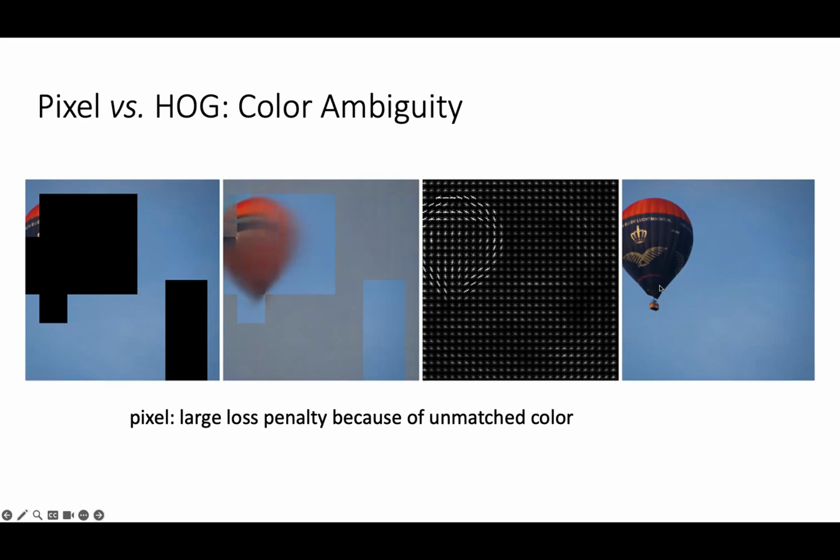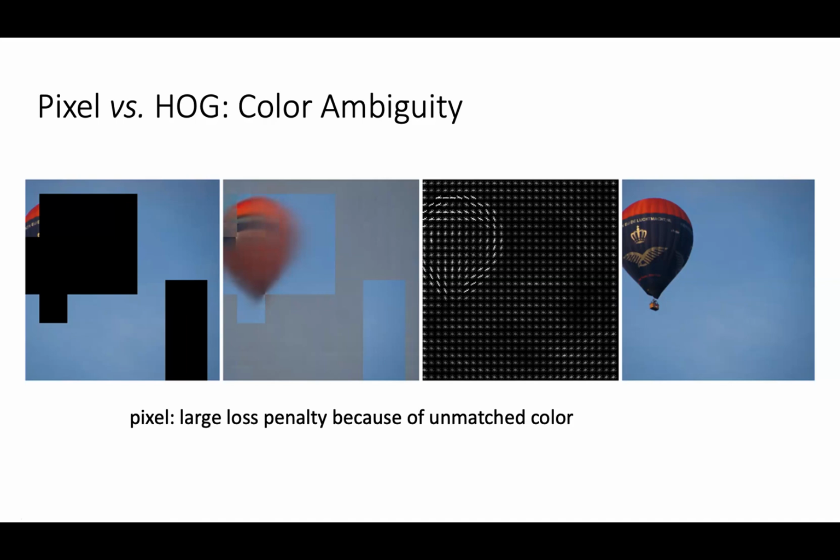And if you look at the histogram of oriented gradients, for example, it does not make this big prediction error. So maybe dealing with color ambiguity is an advantage that the HOG descriptor can deal with better than if you just predict pixels as a pre-training task. Colors.